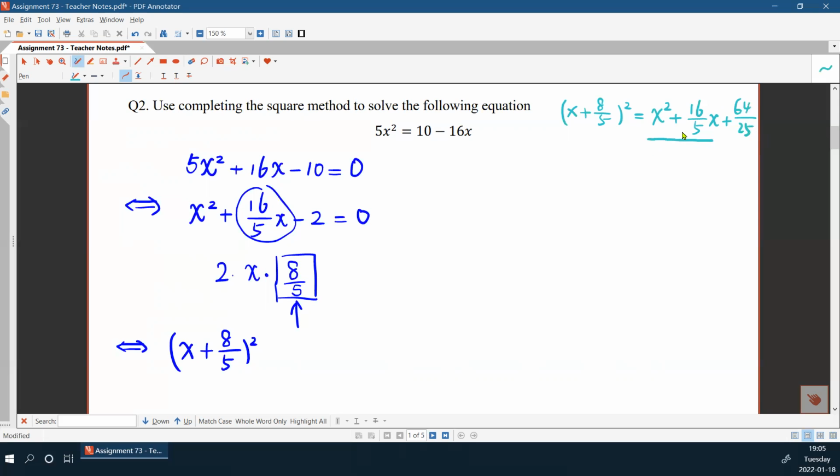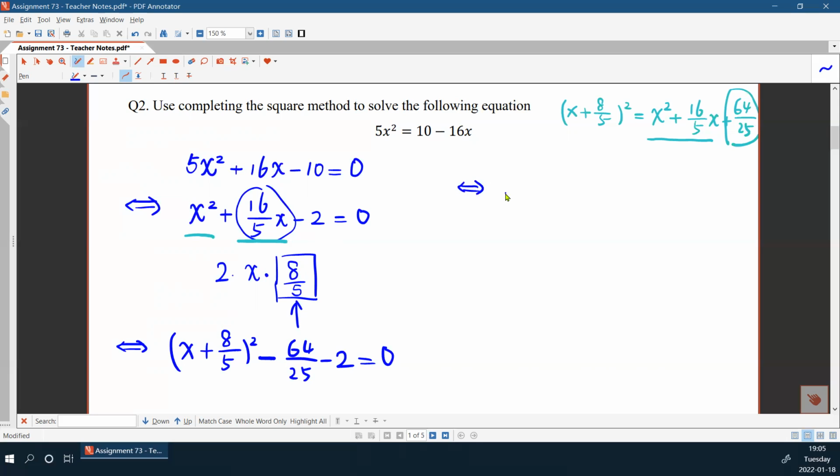And we have x squared here, 16/5x here. First two terms are exactly the same. And because there is no such term here in the original equation, we need to subtract it here. Subtract by 64/25. And then copy the rest of the equation, right? Which is -2 equals 0.